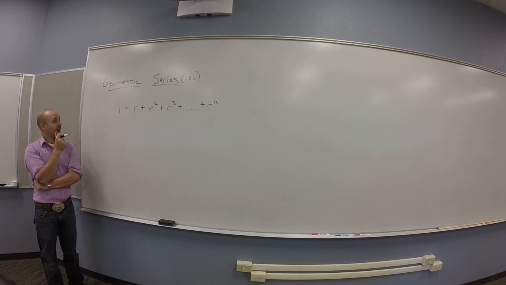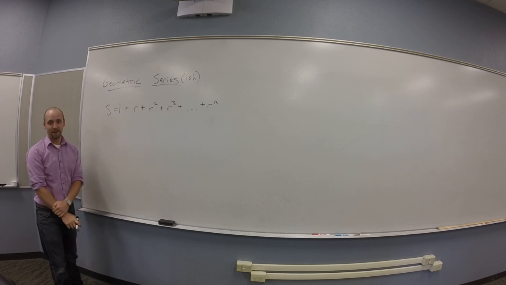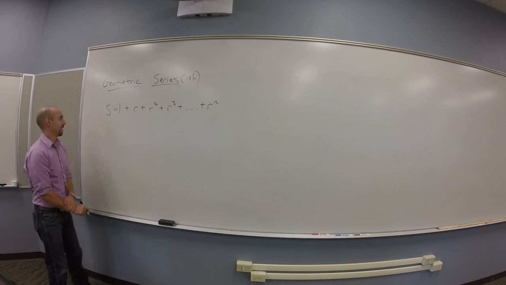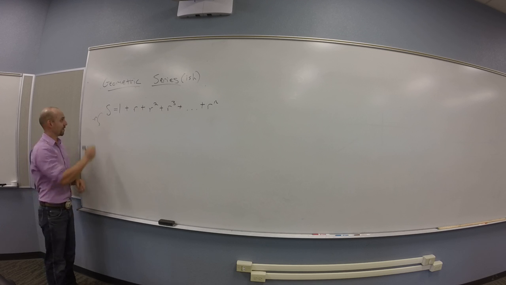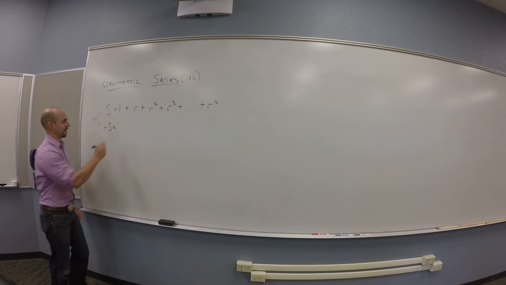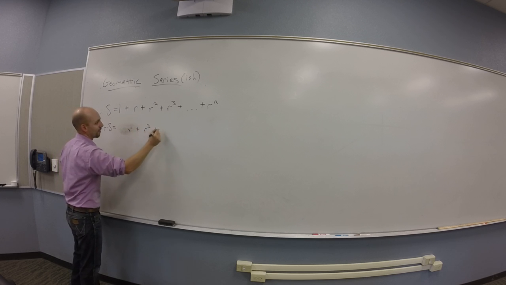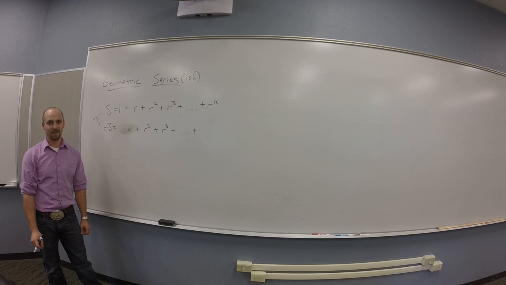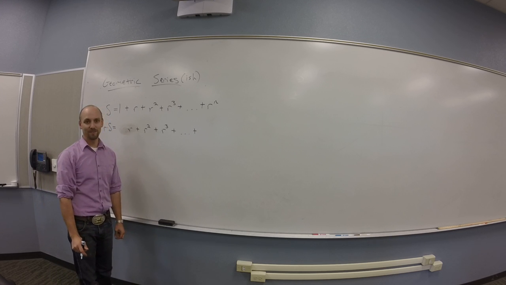Okay, so I need to figure out a way to find out how much this is. So I'm going to say this is some number s. Then I'm going to do something weird. I'm going to multiply by r. So what's r times s? It's rs. On the other hand, it's r plus r squared plus r cubed, and so forth, plus r to the n plus 1. Remember, when you're multiplying, you add the exponents.